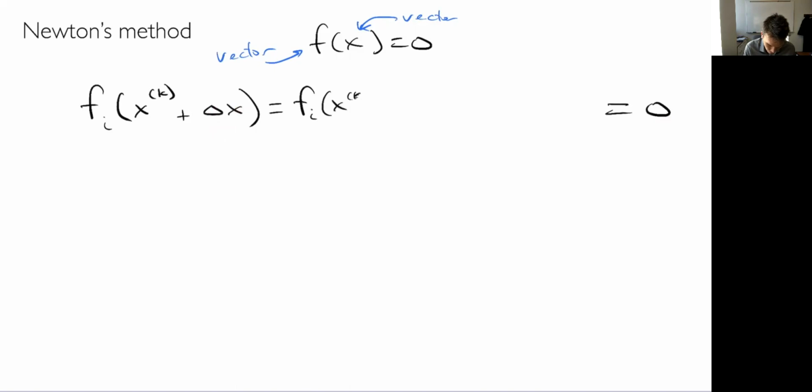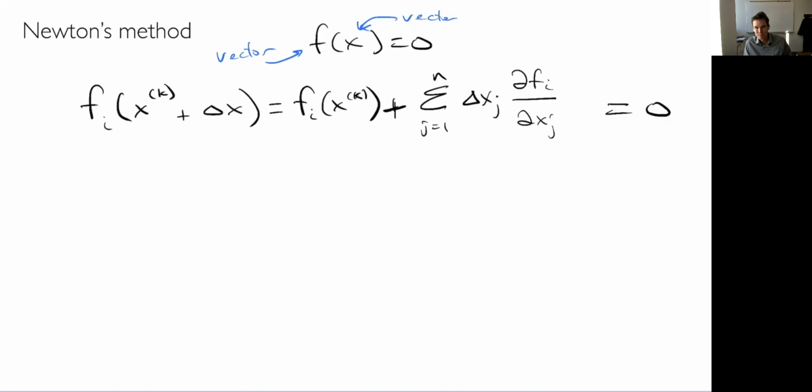I get the function term, and now I'm going to get the derivative term. But the tricky thing here is that I have a bunch of functions and I have a bunch of x's. So I actually have to take a sum over all of the x's, and I'm going to have the derivative of my ith function with respect to my jth variable. So there are a bunch of them. And then I multiply by delta xj. Of course there could be higher order terms, but we're going to neglect those.